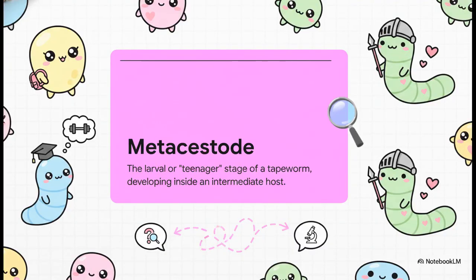Before we even examine a single specimen, we really have to nail down the fundamental difference in life stages. Always remember that form dictates the life stage. A metacestode is simply the teenager. It's the larval stage of a tapeworm developing inside an intermediate host. A cestode, on the other hand, is the fully grown, mature adult. So when you're peering down the microscope, the first question you need to ask yourself is, am I looking at a teenager waiting to grow up or a fully armed adult?